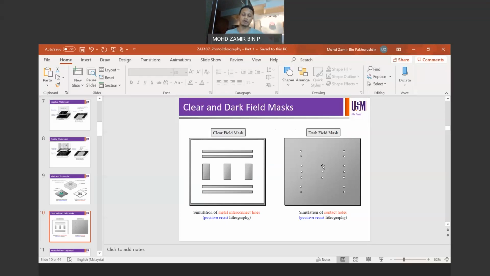Okay, so you're going to have these square dots removed after the development process, and these other areas will not be removed after the development process. Then you're going to print your holes, and your lines accordingly, right? So that's the role of clear field mask and dark field mask in the lithography process.